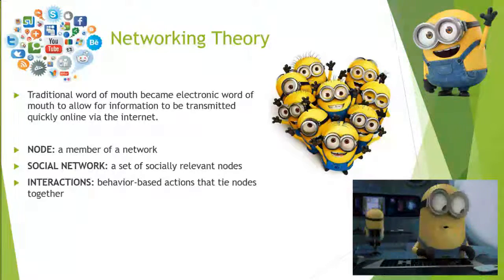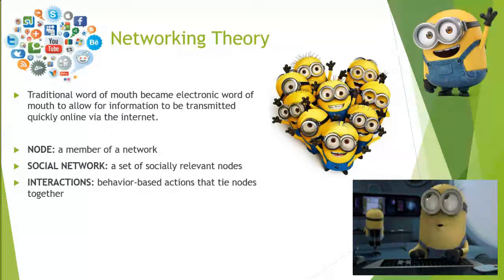And then finally, there's interactions. On a social network, there are interactions, which are behavior-based actions that tie nodes together. Just because you're all in a social network, and each node is connected by a relationship, doesn't necessarily mean that they're interacting together. But they do have interactions, and these bring them together.